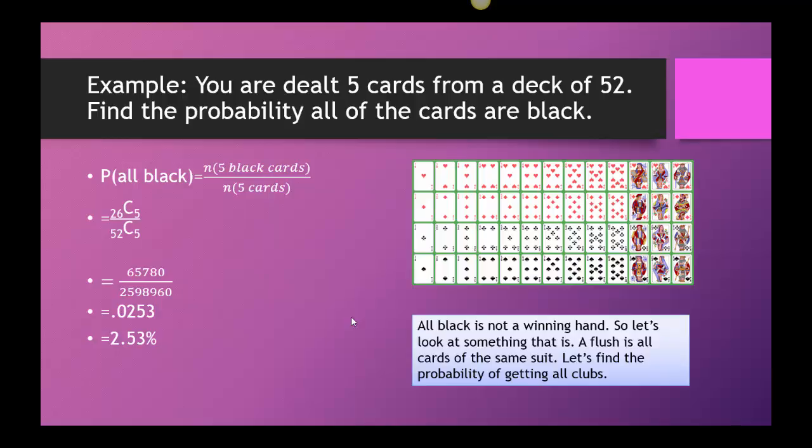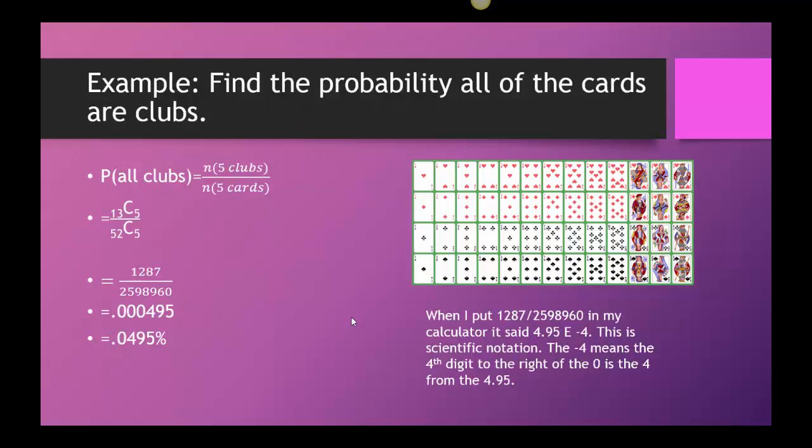Just to break this down and make it easier for you, let's start with just clubs. Any other suit would be a flush too. If I had all hearts, that's a flush as well. But I just want to make it easy, so let's pick just clubs. If I just pick clubs, how many ways can I get 5 clubs? How many ways can I get 5 cards?